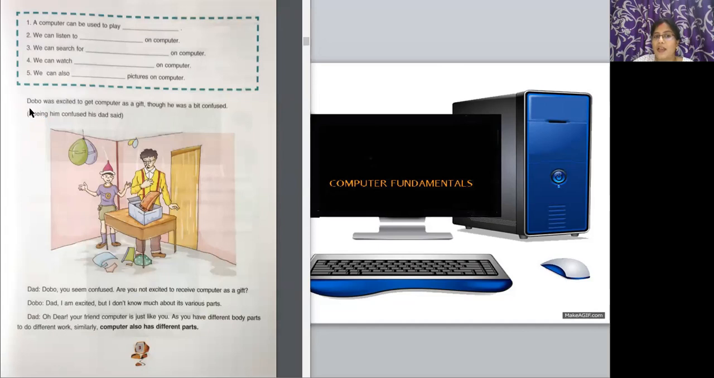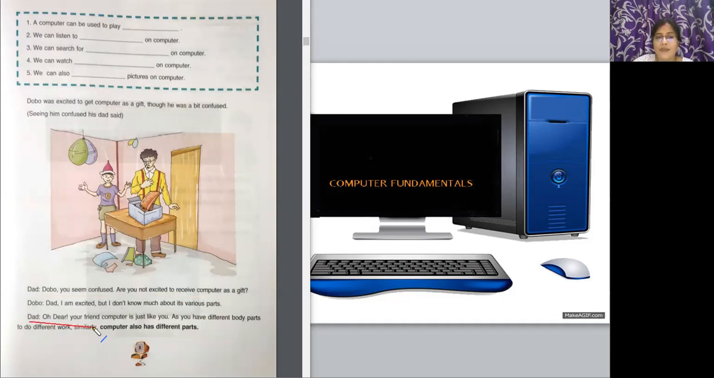Now let us continue with our story. Dobo was very excited to get the computer as a gift, but he was a little confused. On seeing him confused, his dad said, Dobo, you seem confused. Are you not excited to receive the computer as a gift? Dobo said, Dad, I am excited, but I don't know much about its various parts. I don't know the different parts of the computer. I don't know how to use the computer. So how will I use it? That was Dobo's confusion.